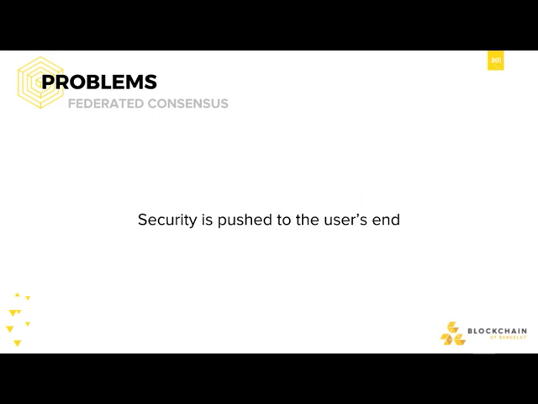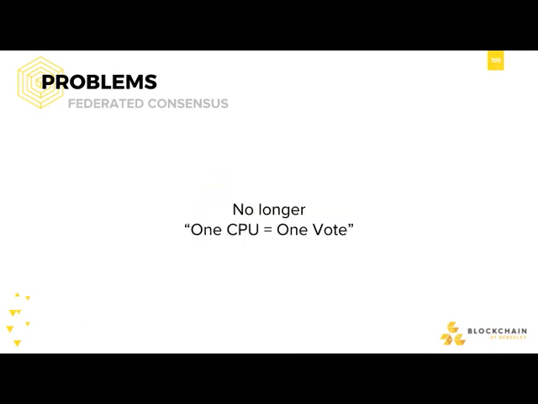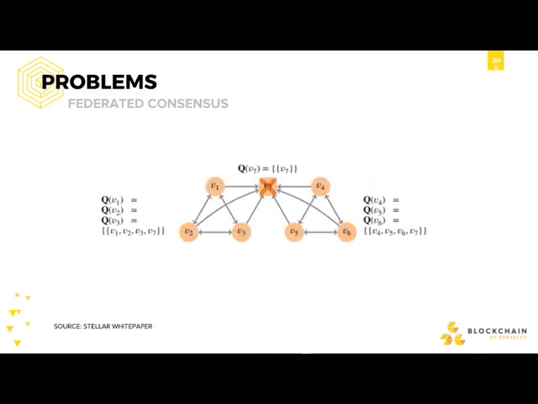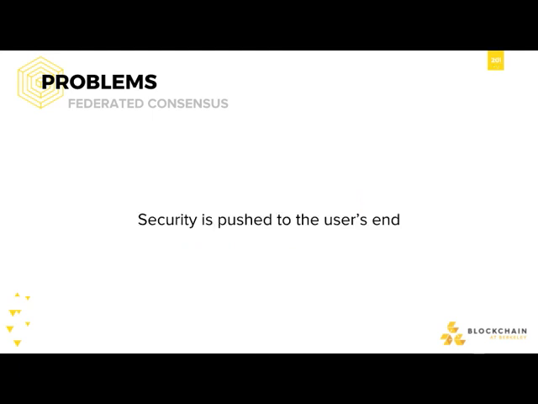The other one is that security is pushed to the user's end. Once again, we talked about how quorum slices have to be well chosen. If they're not well chosen, you can run into problems where the network fails, or you can reach an incorrect result, and it's all pushed to the user's end to choose good quorum slices.